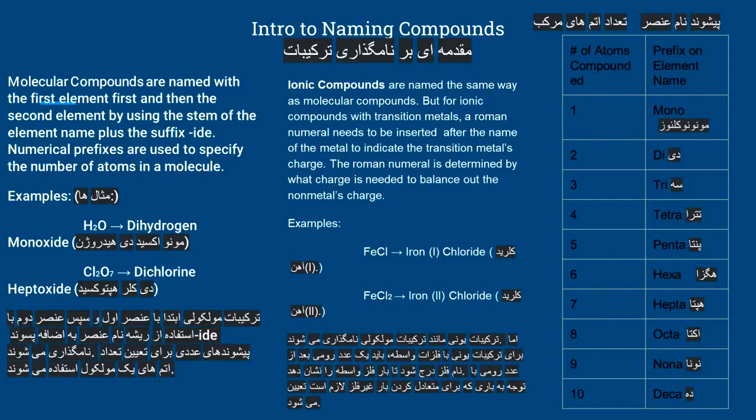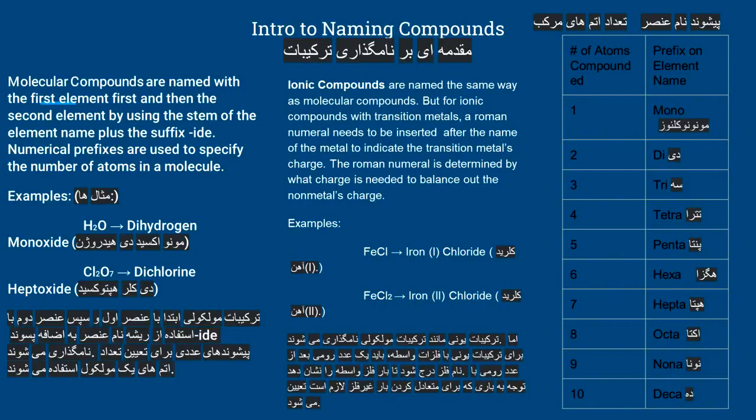Ionic compounds are named the same way as molecular compounds, with the first element listed first and the second element having the stem of the element's name and then -ide. Ionic compounds also use the prefixes on the side to specify the number of atoms in the compound. But for ionic compounds with transition metals, a Roman numeral also needs to be inserted after the name of the metal to indicate the transition metal's charge. The Roman numeral is determined by what charge is needed to balance out the nonmetal's charge.